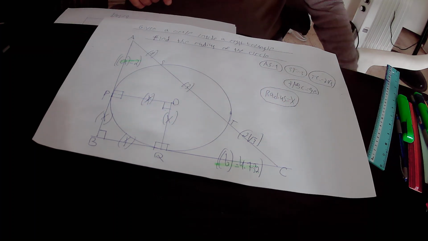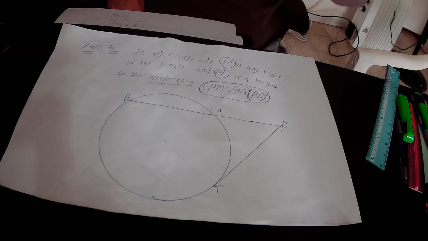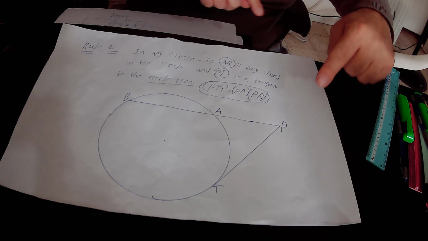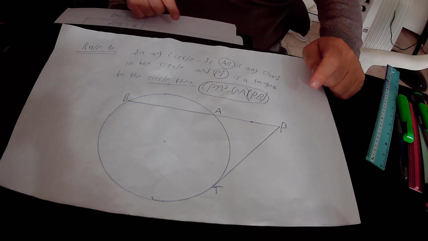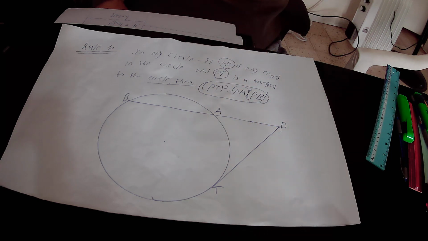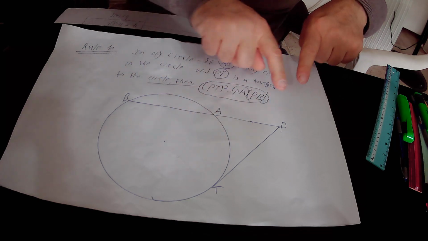Here we implemented rule 10. Let me quickly repeat rule 10. According to rule 10, in any circle, if AB is any chord in the circle and PT is a tangent to the circle, PT is tangent to this circle here at this point T, then in this drawing the following equation will be true: PT square will be equal to PA times PB. Again, PT square equals PA times PB.